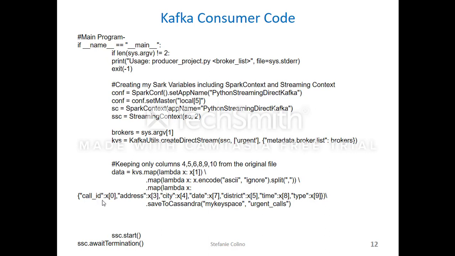And then here I'm just mapping to get the data, encoding the data as strings, and then making a dictionary of the data that I want to put into my Cassandra. And that data is call ID, address, city, date, district, time, and type. And then we use a .save to Cassandra command with the name of the database and the name of the table to send the data from Spark to Cassandra. Now, for Cassandra to work correctly, you do need to put a command that tells the computer to go to the internet and download a file that it needs to have that connection tool.